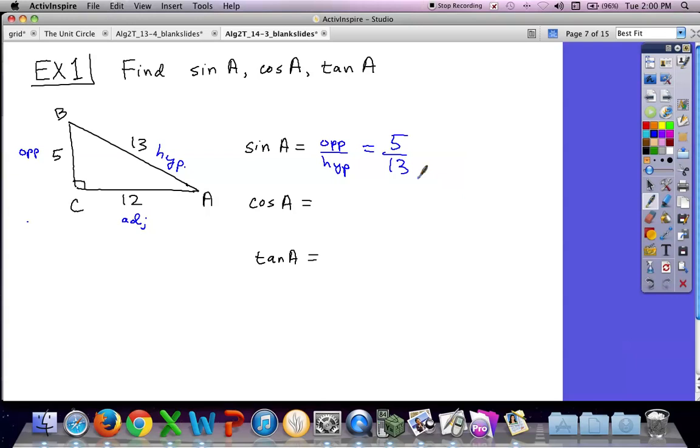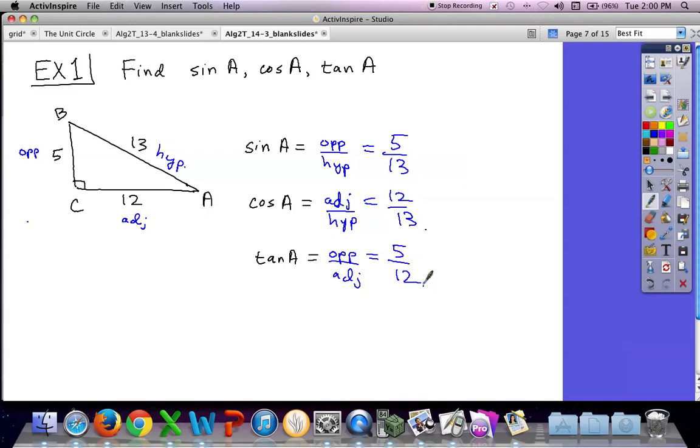Okay, what would the cosine of A be? Adjacent over hypotenuse, which is 12 over 13. Okay, and what is the tangent of A? Opposite over adjacent, so that will be 5 over 12, right? Opposite over adjacent, which is 5 divided by 12.